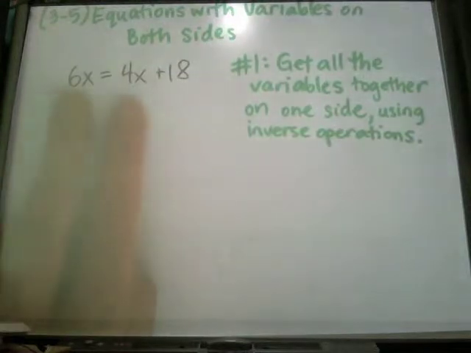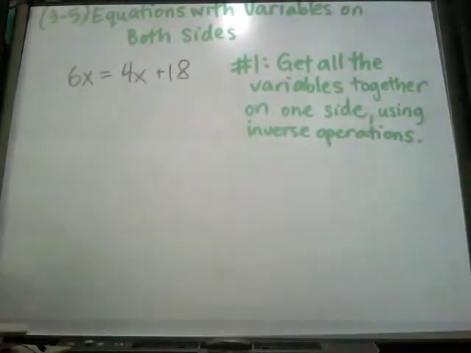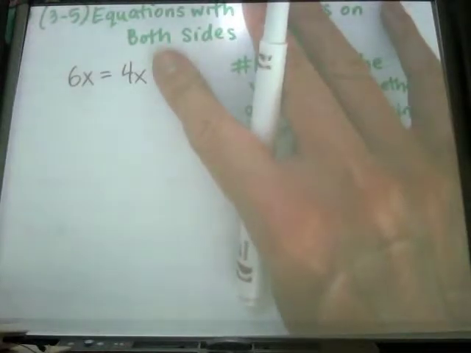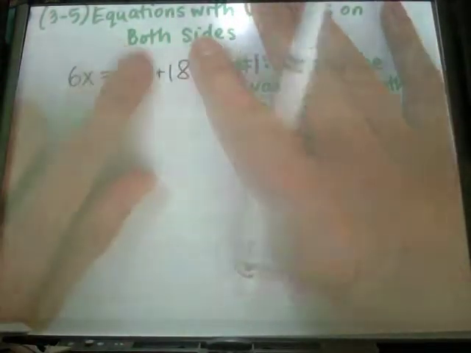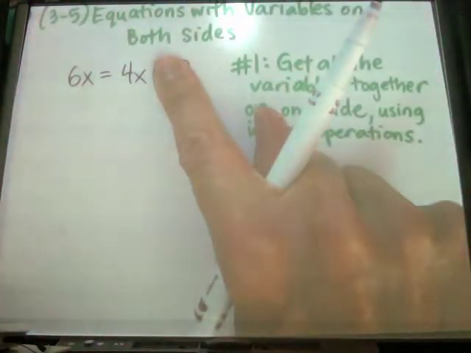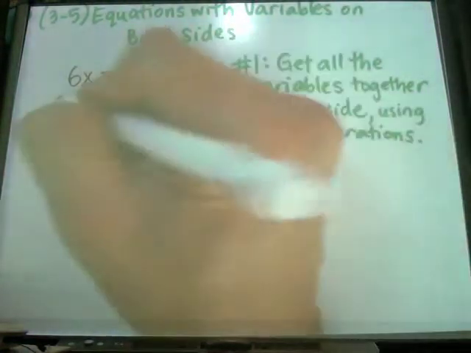So in this case, I've got two sets of variables. I'm going to suggest you always move the smaller amount. That will help you avoid some negative numbers. So in this case, 4x is less than 6x, so I'm going to choose to move the 4x. If I ignore the plus 18 and I just look at the 4x, I can see that it's positive, right? This plus here goes with the 18. So with the 4x, it's positive. So I'm going to do the opposite, which is negative or minus 4x.